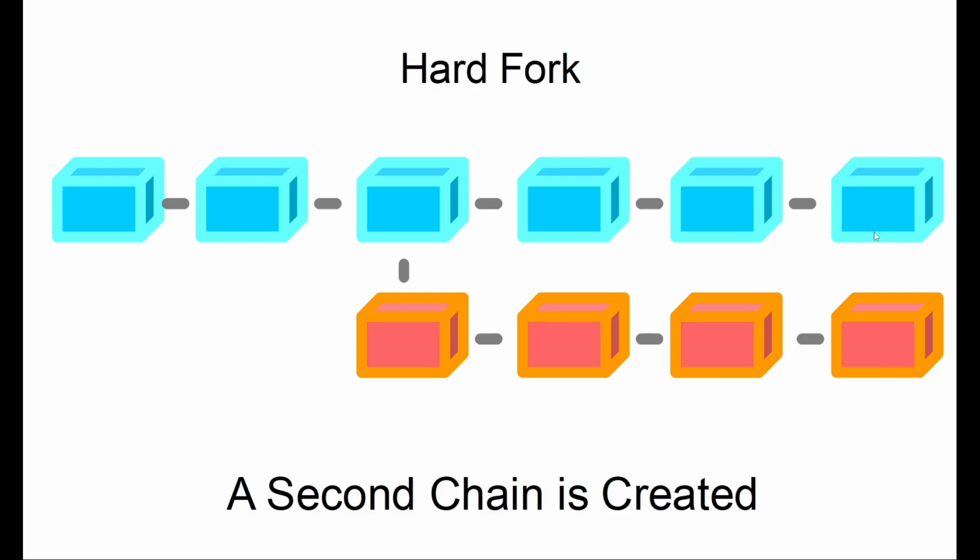So hard forks can be intentional or they can be created by accident. But basically, it takes the block and creates a new chain from that specific block forward. So on the new chain, all transactions before this block are going to be the same on both chains.